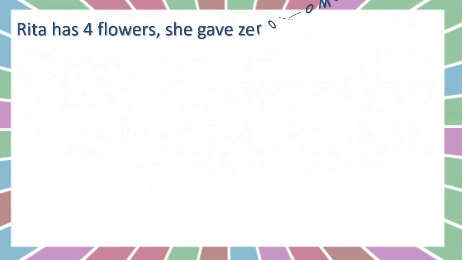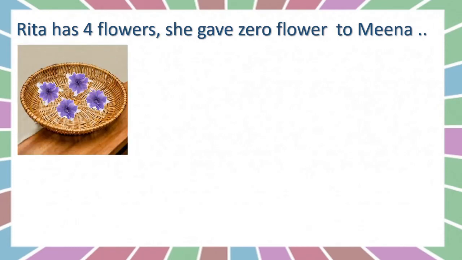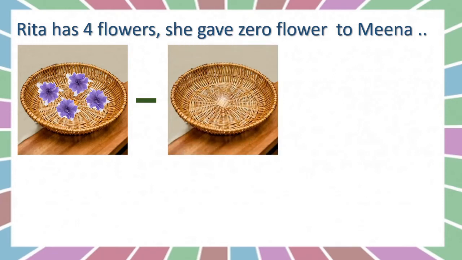See here. Rita has 4 flowers. She gave 0 flower to Meena. See, these are Rita's flowers. You know that Rita has 4 flowers. She gave 0 flower to Meena. See, in Meena's basket nothing is there because Rita didn't give any flower to Meena. Or you can say Rita gave 0 flower to Meena.